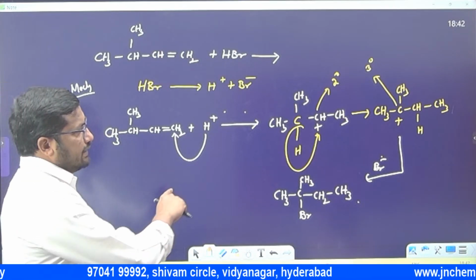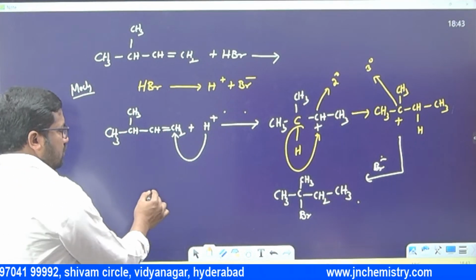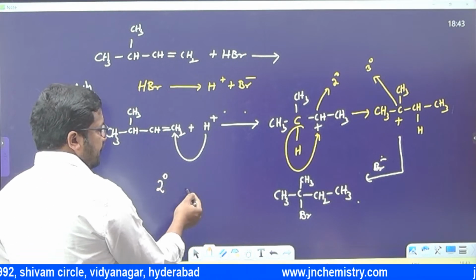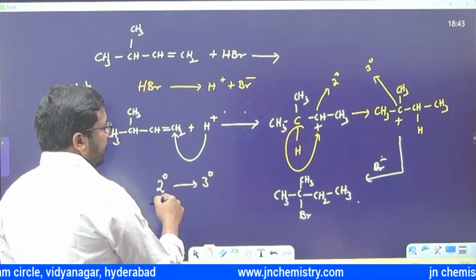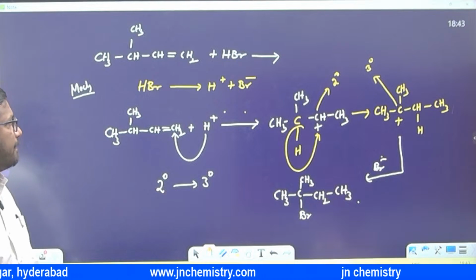So the natural tendency is rearrangement, right? Always remember, I told you, if a 2 degree carbocation has an adjacent 3 degree carbon, by default rearrangement takes place to get the stable carbocation.